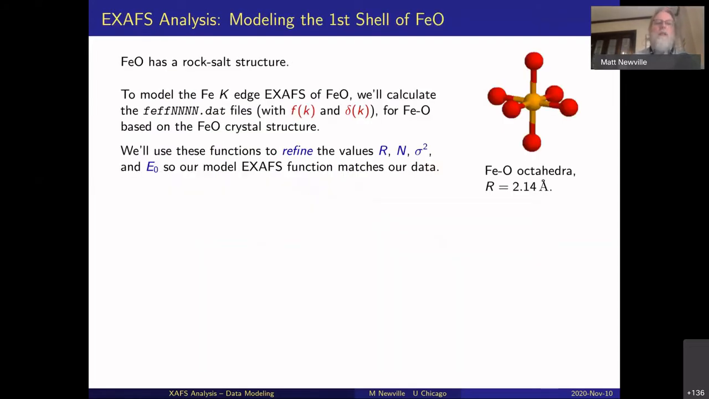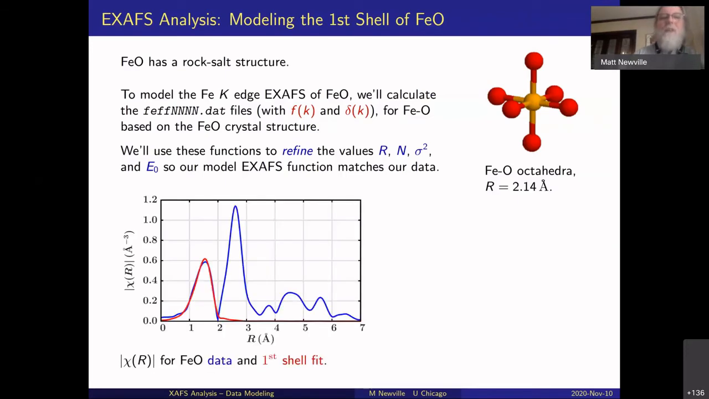So let me just show you what it looks like for rock salt. Then we'll do this one as a demo. So iron oxide is just a simple octahedral rock salt structure. I hope everyone can visualize that well. And there's our Fourier transform in blue of the data. That's the kind of Fourier transforms we were seeing earlier for iron oxide data. And then red is the best fit for the first shell.